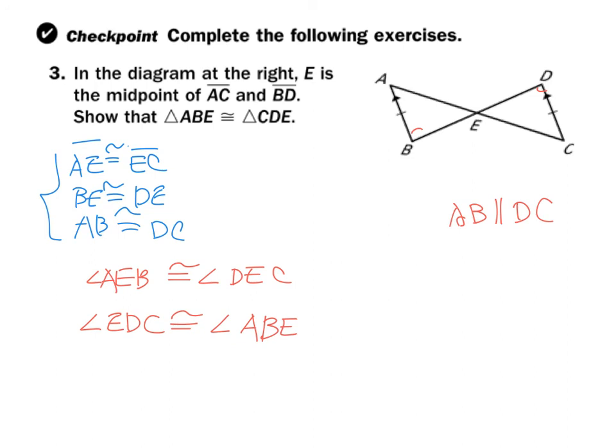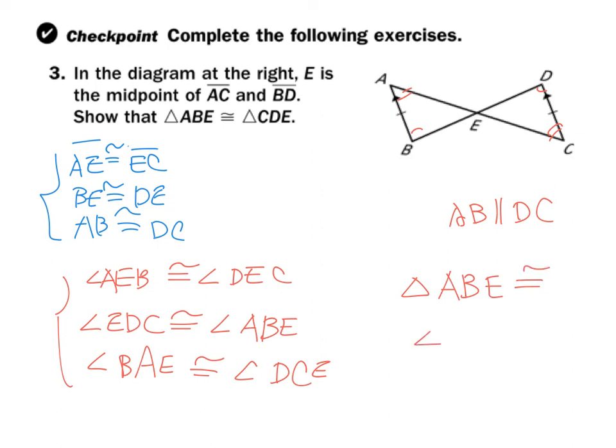And for the same reason, these two angles should be congruent. So angle BAE and angle DCE are congruent because they're also alternate interior angles. And now I found all three pairs of angles are congruent. We can draw the conclusion that triangle ABE is congruent to triangle CDE. That's my conclusion. Okay?